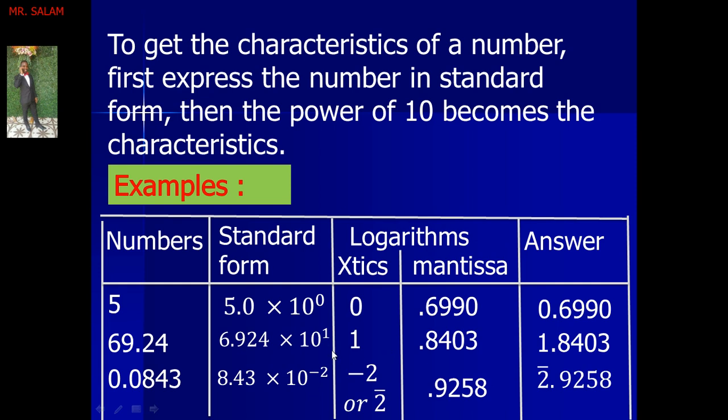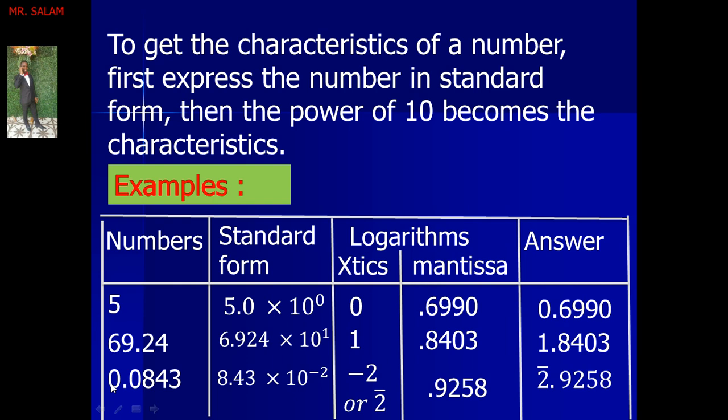Another way to find the characteristic is this. First, look at the whole number here. How many digits does the whole number have? This one has just one digit. So you say 1 minus 1, which is 0. So the characteristic becomes 0. Look at this, the whole number here is 69, which has 2 digits. So that will be 2 minus 1, which is 1. If the whole number has 3 digits, the characteristic will be 3 minus 1, and so on like that.